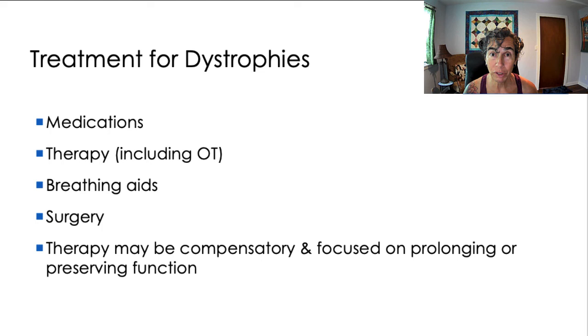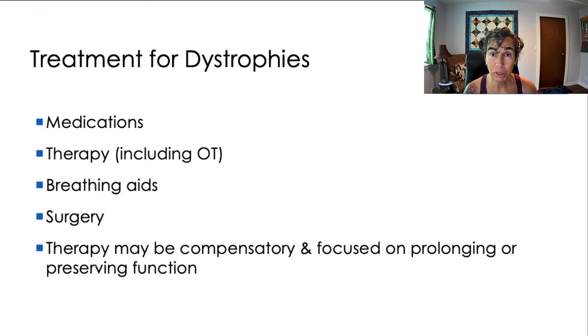Therapy may be compensatory and focused on prolonging or preserving function. So think about it. We've mostly been talking about conditions like CP that's not progressive, and this condition is progressive. So what we focus on may be just preserving function, prolonging the individual's skills, and finding ways to compensate as they lose skills during the progression of the disease. So it's a very different mindset.